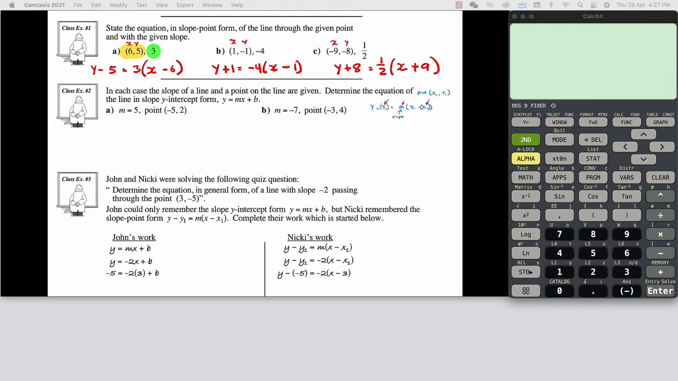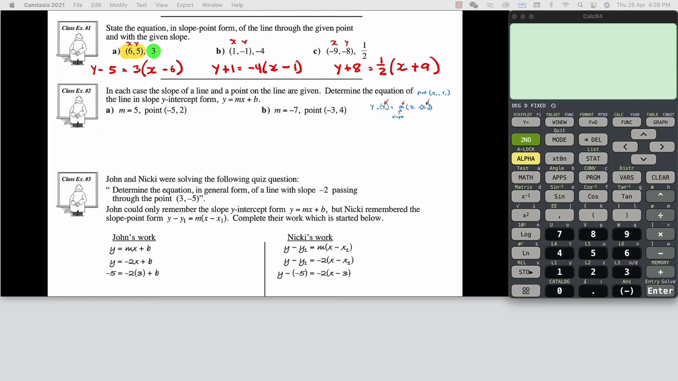In class example 1, we were given a point and a slope of the line, and we were able to substitute it right into the slope point form equation, which is quite easy to do. On class example 2, they're giving us a slope again and another point, but this time they want us to put it into the slope y-intercept form. You're going to have to get used to hearing that and knowing what form that is. Slope y-intercept form is y equals mx plus b.